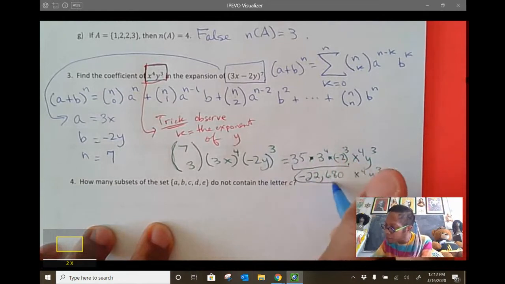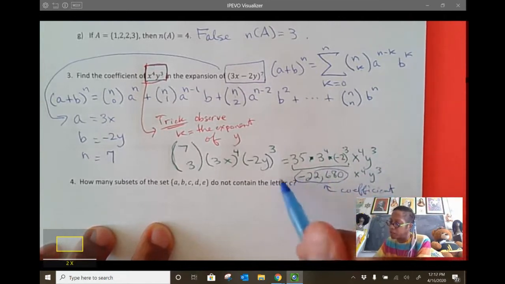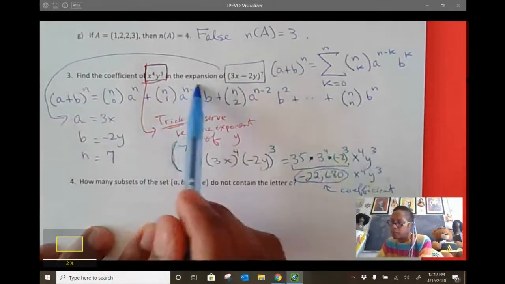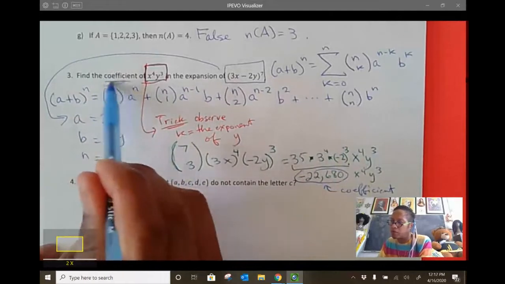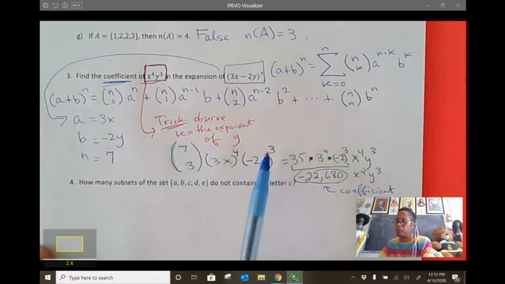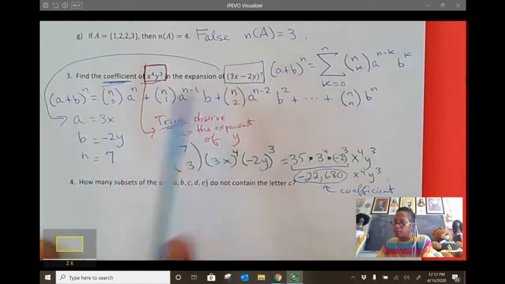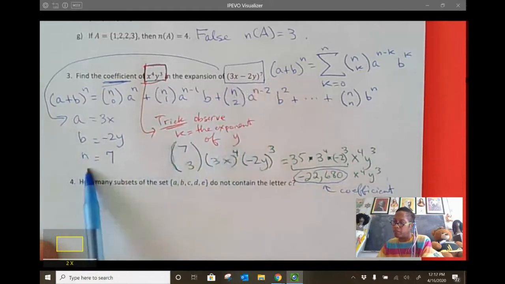The answer is the coefficient. It's asking for the coefficient. Please don't box the whole thing with the variables. That is incorrect. It's asking for what is the coefficient. The coefficient is the number next to the x to the 4th y cubed. Boom. So this is the homework due tonight. It's super duper easy. If we just let a equal whatever's there, b be whatever's there, and n be the exponent.